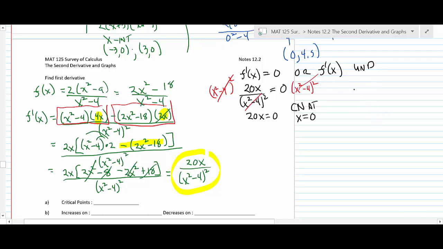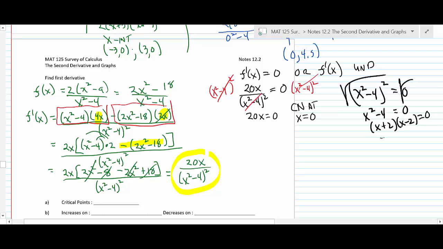Okay, so you can also do this. If you set the denominator equal to 0, I'll go ahead and solve it and show you how you would actually do this if you don't know how to do that in your head. You've got to figure out what makes the denominator 0. Well, here's what you could do. You could square root both sides. You would get x squared minus 4 equals 0. Then you could factor. So you would get 2 and negative 2. So you also have critical numbers at 2 and negative 2.